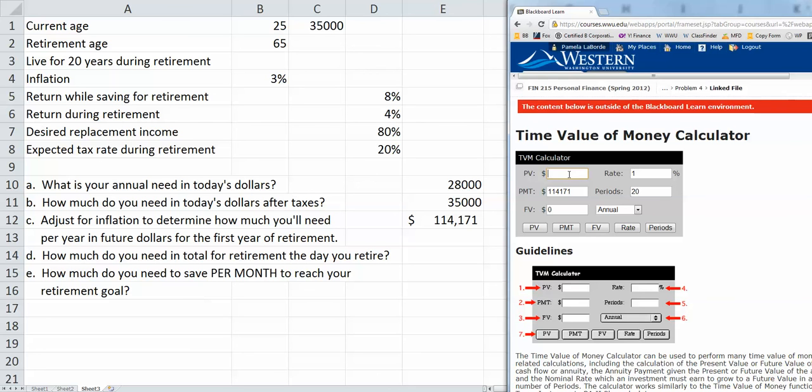And the financial calculator will increase this by 3% in essence, and discount the money that I'm not using at a rate of 4% to solve for the present value. So I need $2,060,279 in my account the day I retire.